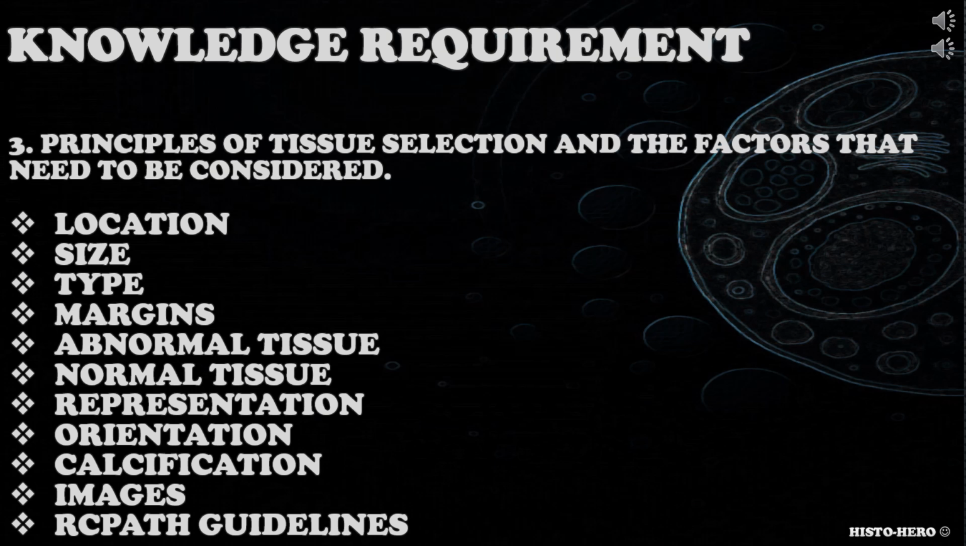The third knowledge requirement is principles of tissue selection and the factors that need to be considered. Candidates should know the principles of tissue selection and the factors that need to be considered. You could ask the candidate to explain what are the principles of tissue selection in histopathology, and how would they know what tissue part needs to be selected for histological analysis.